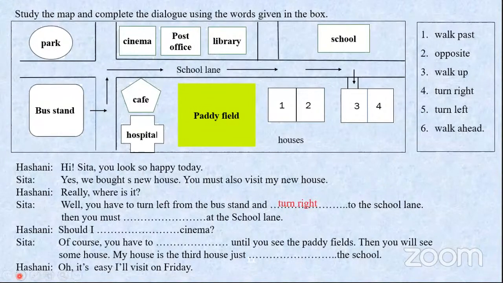Then you must blank at the school lane, right? You must blank at the school lane. Walk ahead. You must keep walking straight ahead at the school lane. Then you must walk ahead at the school lane. Walk ahead.